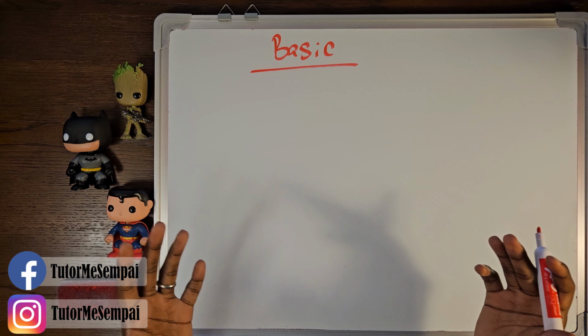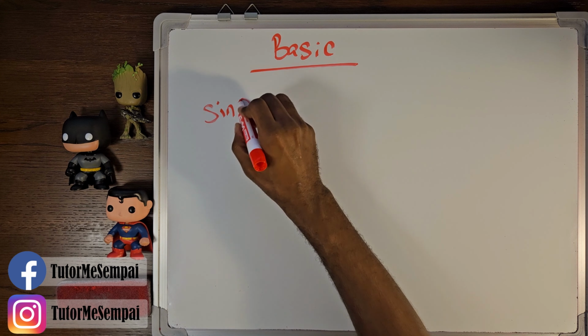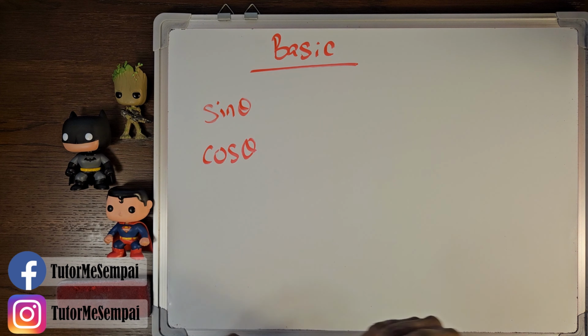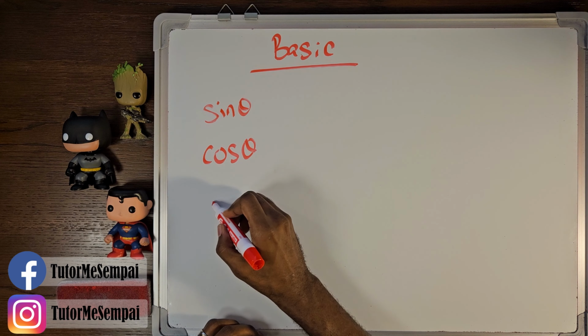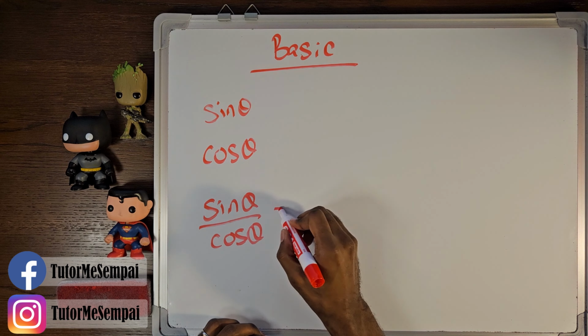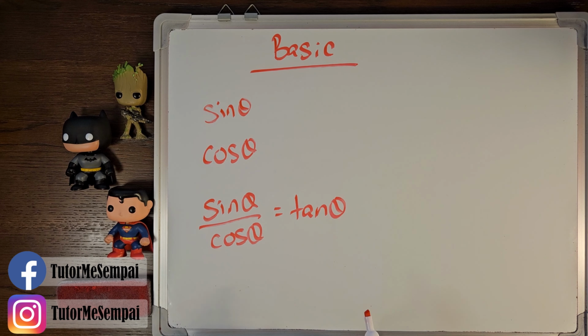So for your basic identities, you're going to be starting with your sine and your cosine. So you have your sine of theta and you have your cosine of theta. Now we know that you get something special when you divide the two, right? So sine over cosine is going to be what? We've talked about this. This is tangent of theta. This is our first identity.